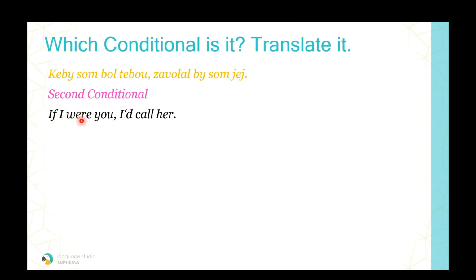And in the second conditional video, I've mentioned that this is a special case because I can use were with all persons, I, he, she, it, we, they, in the second conditional in the if clause. So I don't say if I was you, but if I were you, I'd call her. Okay, let's continue.